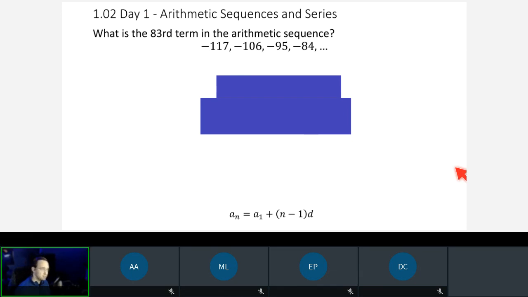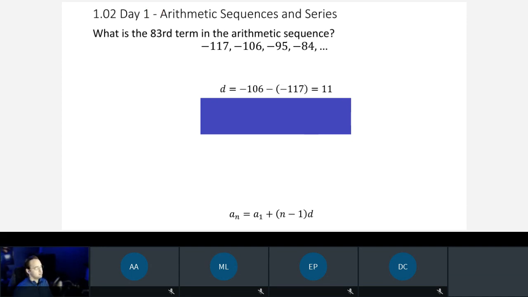Subtract. Remember, division is for the common ratio. You're subtracting. What are we subtracting? What from what? A sub 2 minus A sub 1. Yep. So negative 106 minus negative 117. Remember, arithmetic is common difference. Geometric is common ratio. So we get 11.